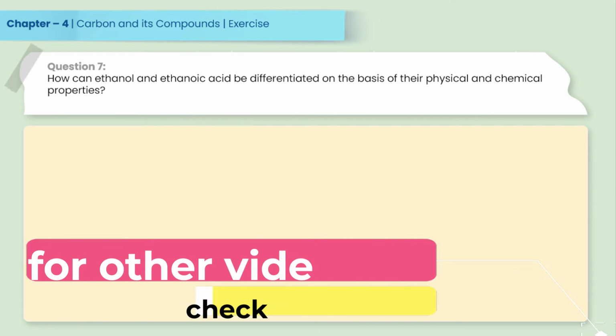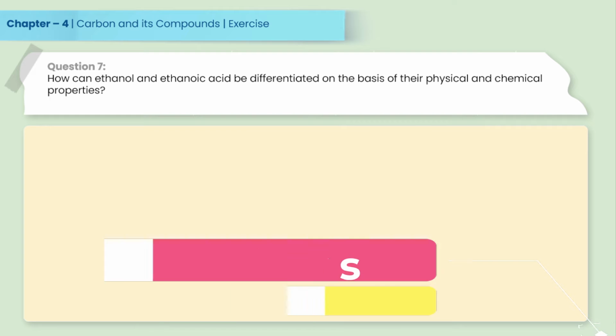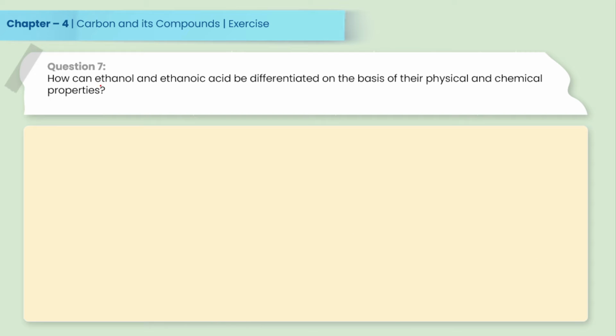Hello students, we'll solve a question from the chapter Carbon and its Compounds, NCERT exercise, question 7. The question says, how can ethanol and ethanoic acid be differentiated on the basis of their physical and chemical properties?